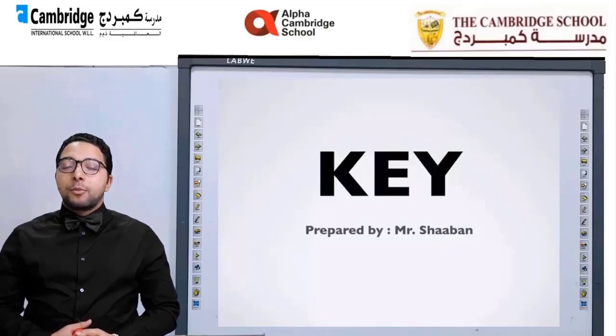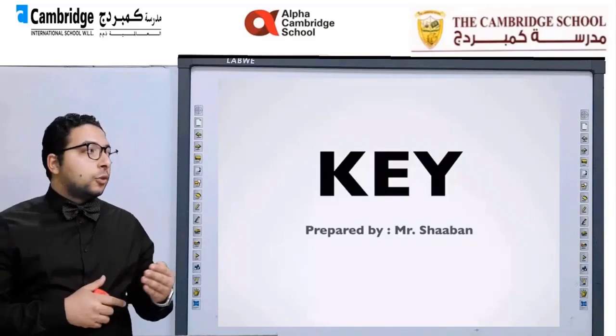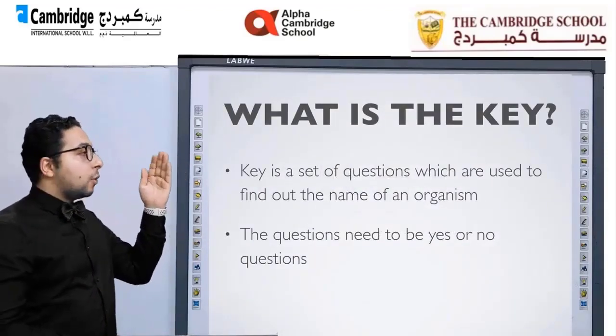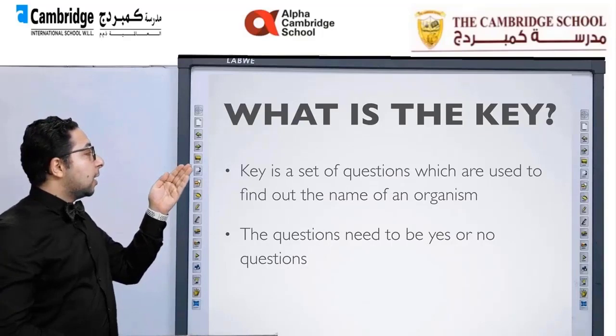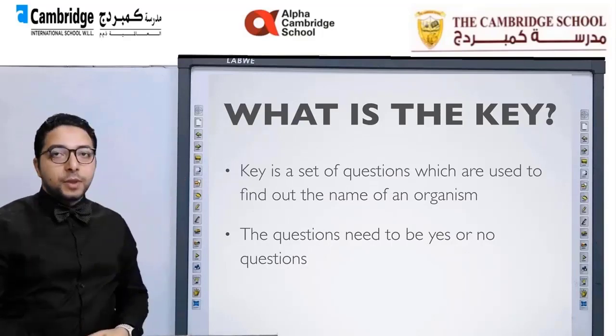A key is a diagram or a set of questions by which we are going to find out the names of some animals, plants or insects through looking at their features. So we're going to see the two criteria for the key. The questions should describe the differences between the animals or plants. Second criteria, the questions need to be yes or no questions.